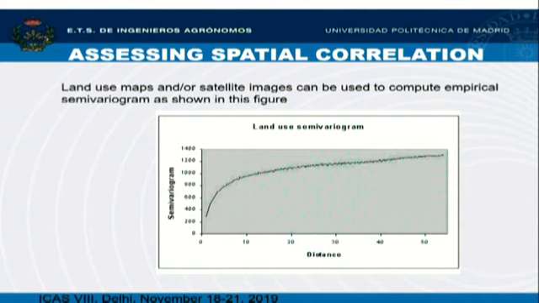Here you have an example of an empirical variogram. This is a variogram corresponding to the non-irrigated herbaceous crops in a region of Spain, Castilla y León. You can see that it's really nice because it fits very well to the theoretical model of this kind of variogram.